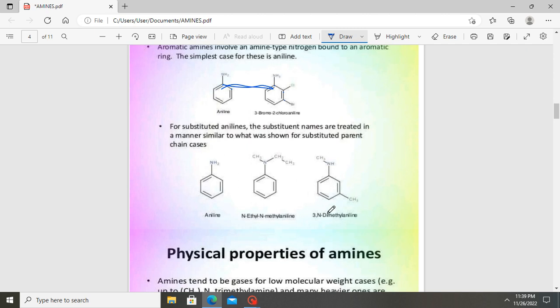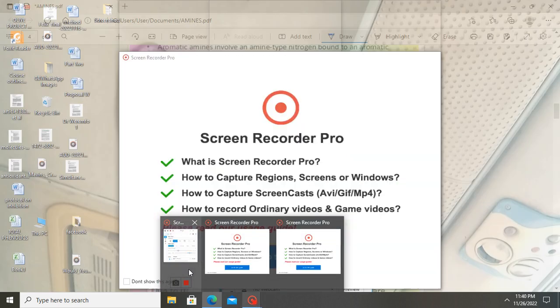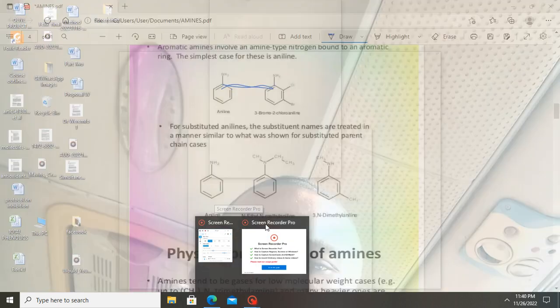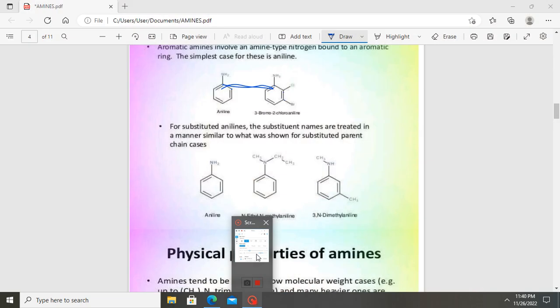In the same way too, with this one, the methyl is at position 3, and the other methyl is at position N, so the name becomes 3,N-dimethyl aniline. Take note of that in naming amines.